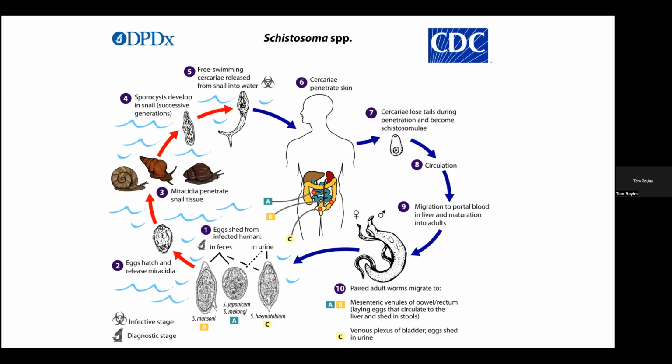And then the eggs that are produced by these mating pairs are shed in the urine. In the other species, it's largely that they go to the bowel and the rectum, and the eggs are largely shed in stool. So to complete the cycle, the person has to urinate or defecate into the fresh water, which is where the eggs are, and that completes the cycle.